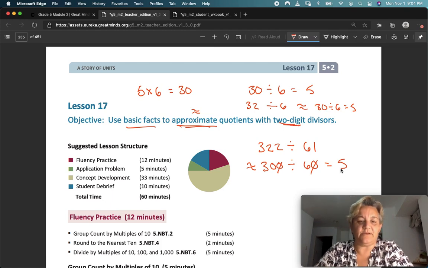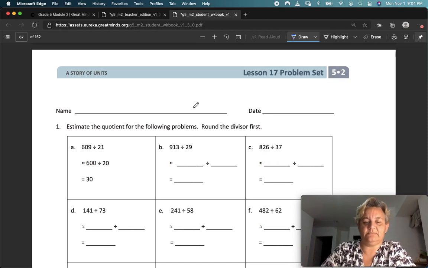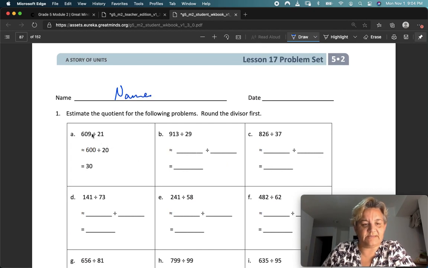Okay, so let's go to our problem set, Lesson 17. Lesson 17, yes, Lesson 17. And write your name on the paper. Okay, so here's what they've done. Estimate the quotient for the following problems. Round the divisor first, so we're doing some rounding today.